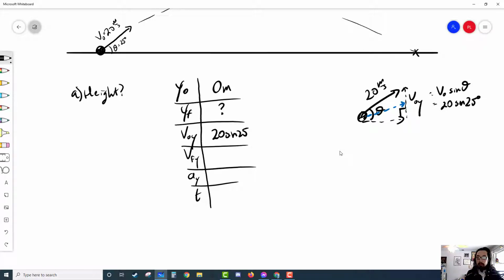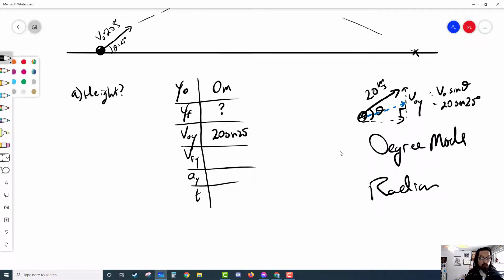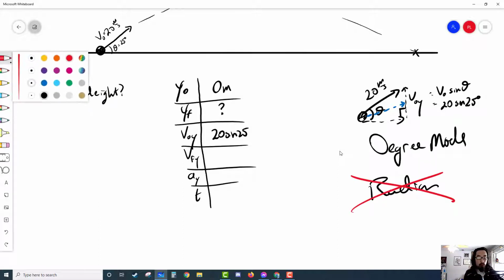Now, just as a little caveat, when we do physics here, we have to be in degree mode, and not radian. Radian is a no-go for us. We cannot use radians. Degree mode only, please. So if you're using your calculator, or an online calculator, make sure you check the mode to be in degrees.